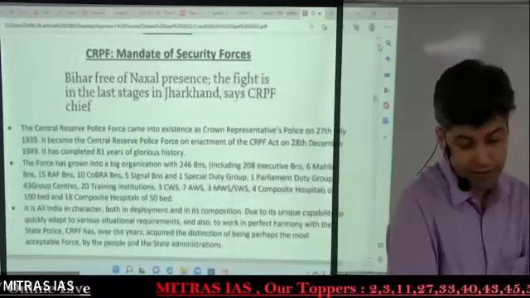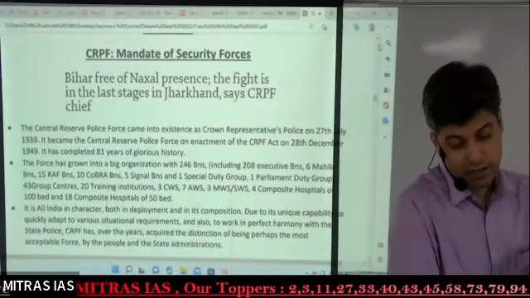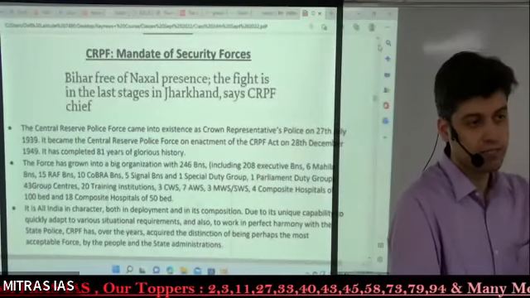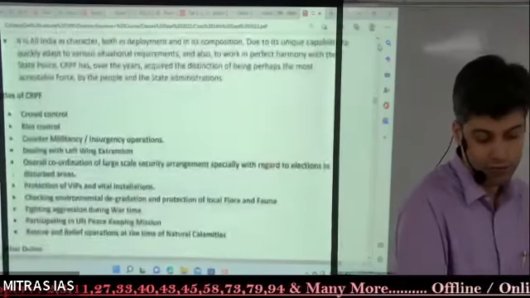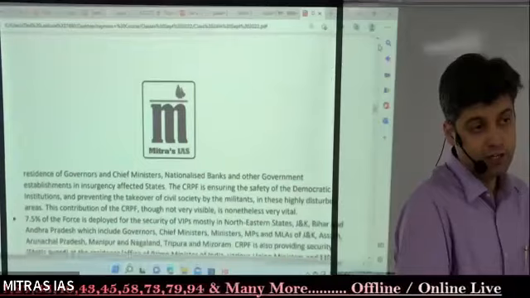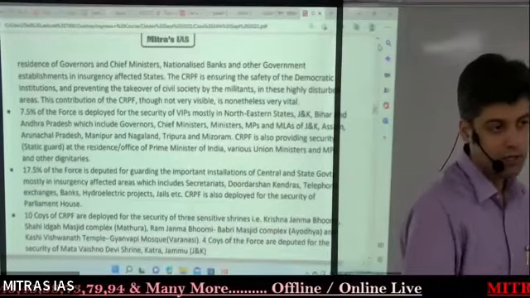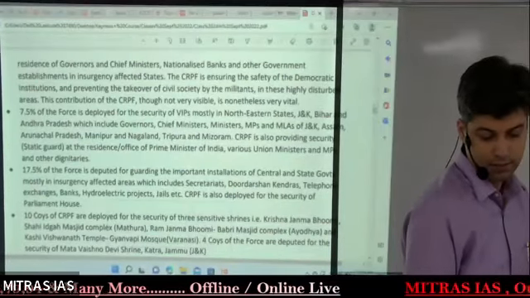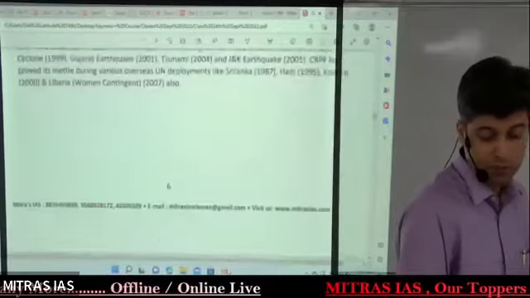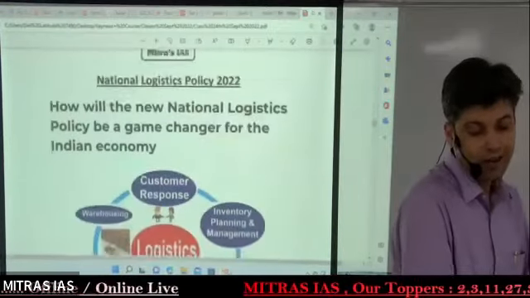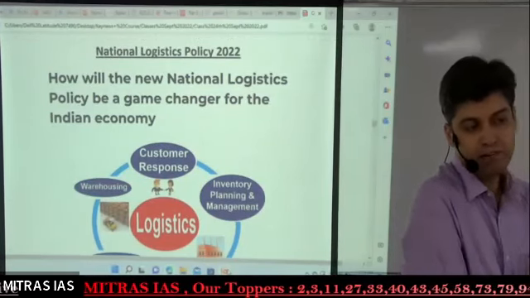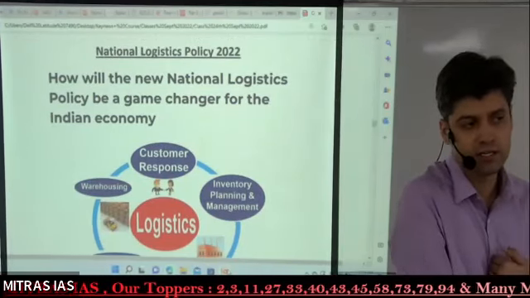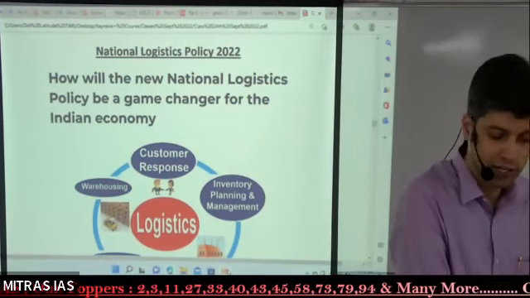Like the CRPF mandate of security forces: the CRPF DG said that Naxalism is going to end. So we went into what the function of CRPF really is. The mandate of security forces is an important part of your syllabus. Similarly, there are so many topics which we cover that way. So I would recommend you come tomorrow and have a look at that as well. But from my own experience, I feel 1.5 hours should not take more than that, including keywords.